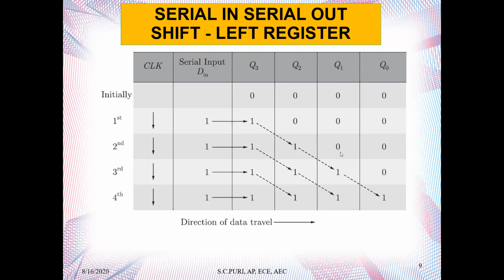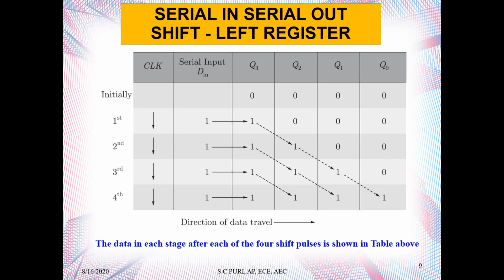1, 1, 1. At successive clock, it will store 1, and finally you will get here 1, 1, 1, 1. And this is the direction of data travel. That is a shift right operation. The data is stored after each of the 4 shift pulses shown in the table above.